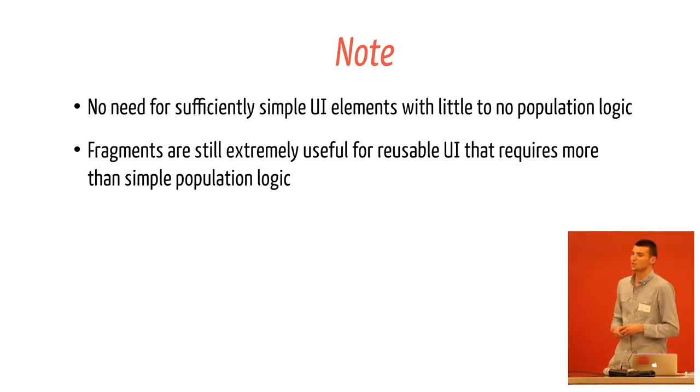So for sufficiently simple UI elements, there's really no need to use compound components. A common pattern would be to include the same toolbar in each one of your activities. You don't really need to create a compound component in that case. You're often accessing the toolbar directly, so you don't really want to hide it behind something like a compound component. Also, this is not a replacement for fragments whatsoever. Fragments are still very useful for, again, things that rely heavily on the life cycle, and if you're subscribing to listeners, sending requests, things like that.